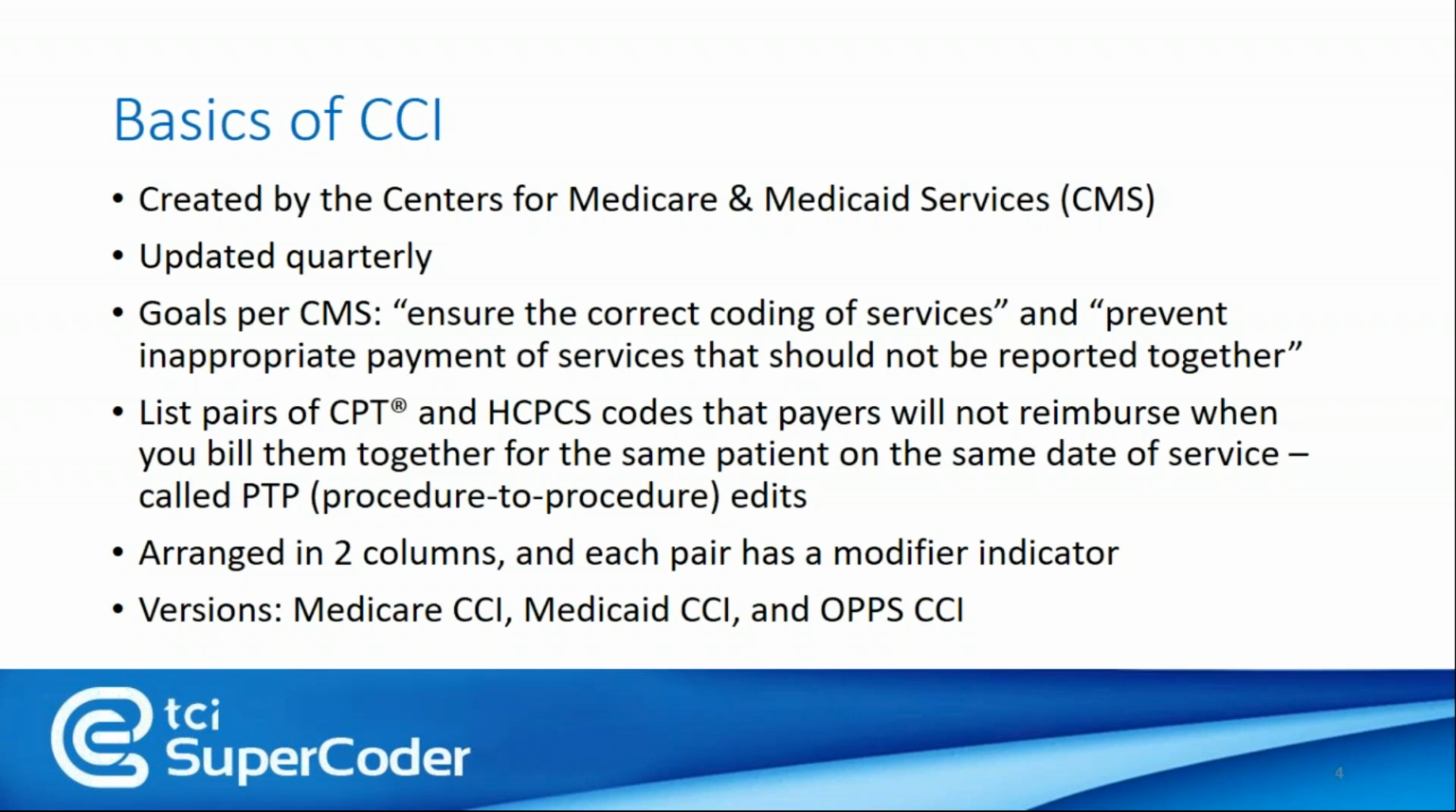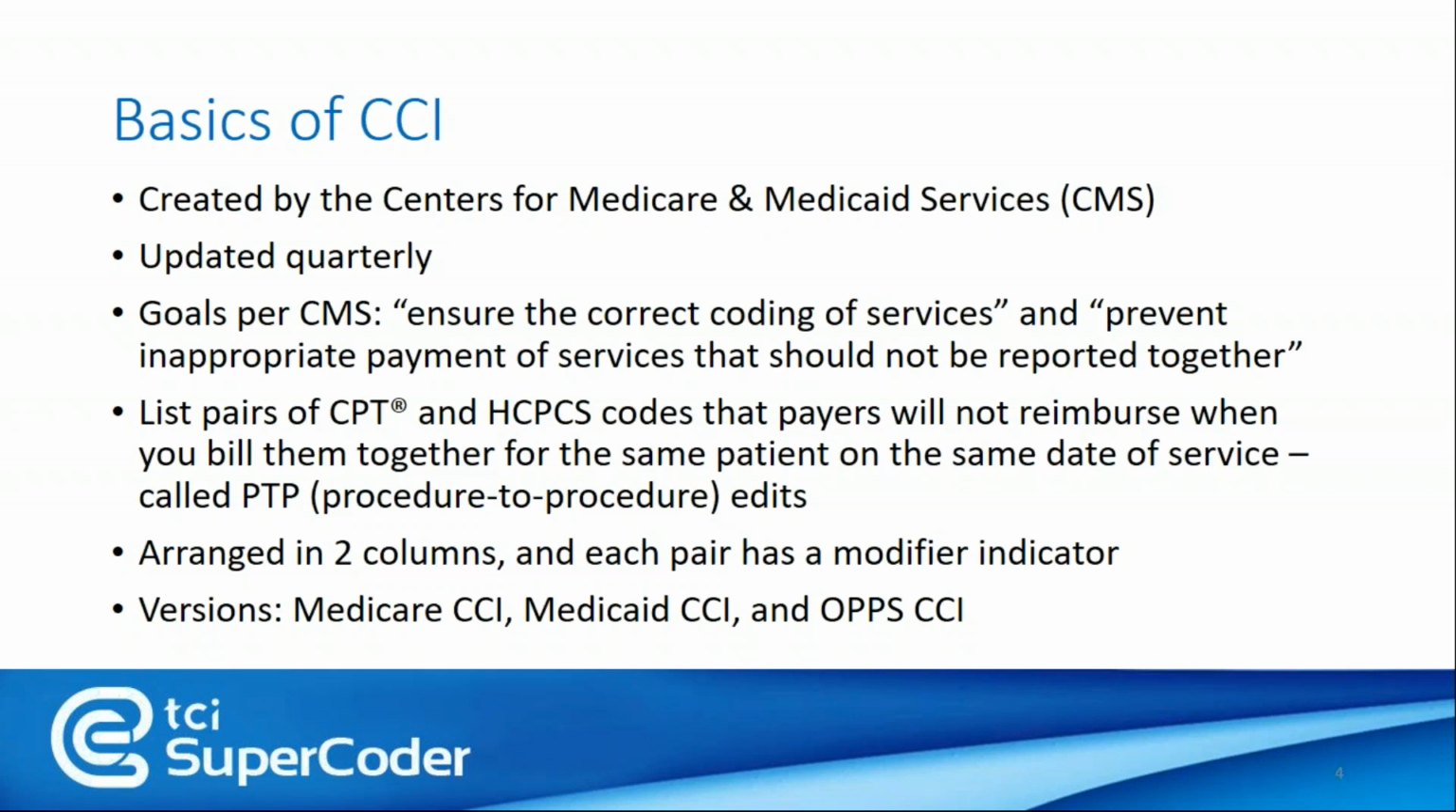They will tell you what the modifier indicator is for the code pairing, and we'll explain what that modifier indicator means. But in a quick summary, if there's a 0 modifier indicator, that means you can never unbundle those codes and never report them together regardless of the clinical circumstances. Now, if you have an indicator of 1, however, that means that you might be able to use a modifier depending on the clinical circumstances, and you might be able to get separate payment.